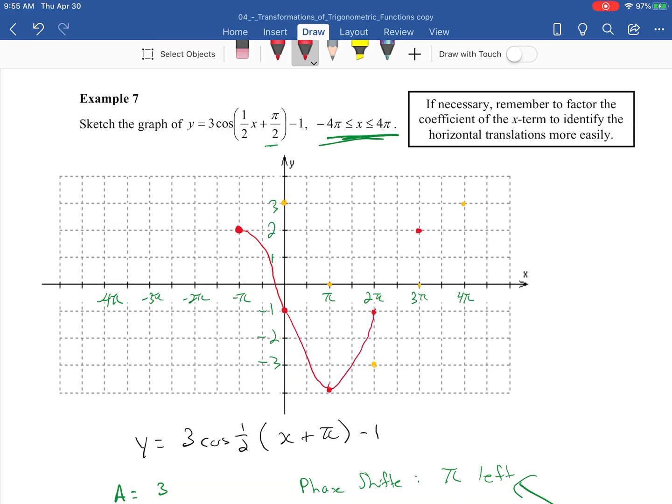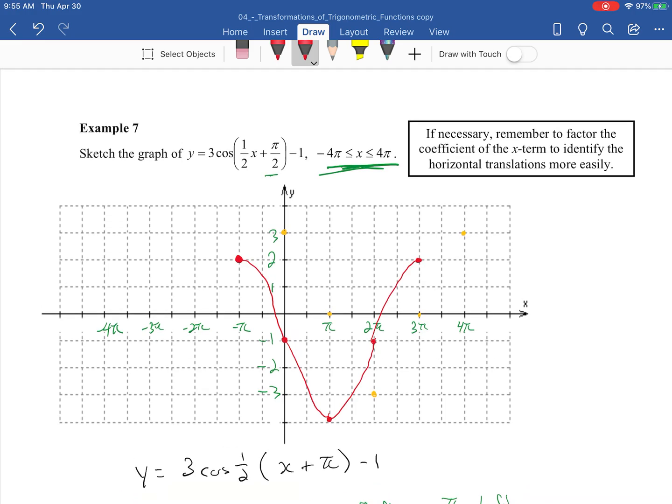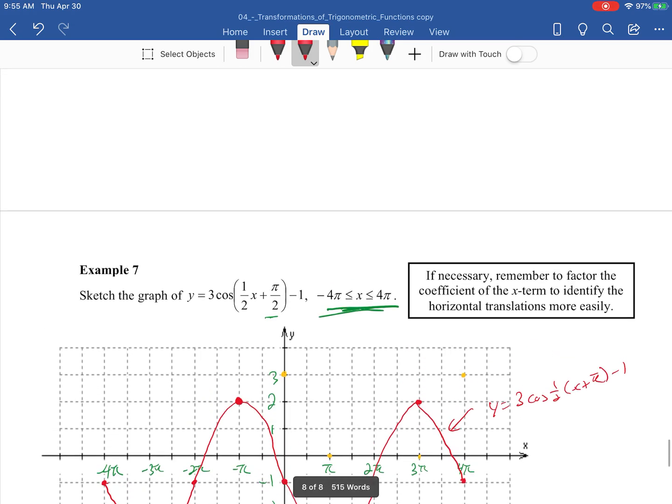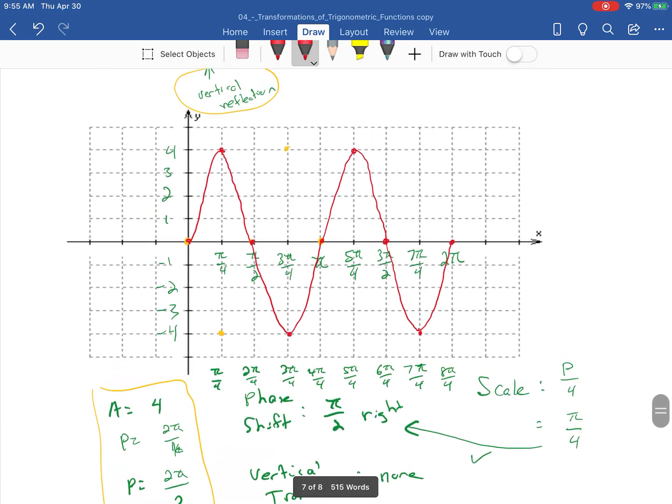And so now I can draw a full cycle. But they want from negative 4 pi to 4 pi, so I just have to continue the pattern and get some more points. So there, and there, and then there, and then there. I just looked at how many squares I had to go left, right, and up, down to get the next points. And so I'm going to label this graph y equals 3 cosine, I mean, I've used my version of it, x plus pi with the common factor in there.